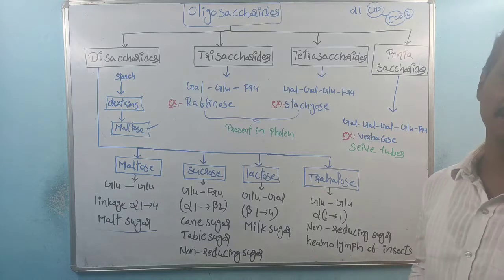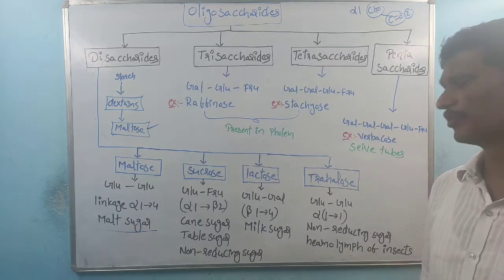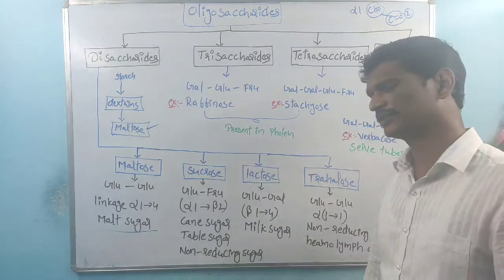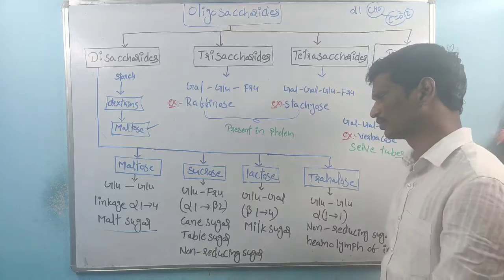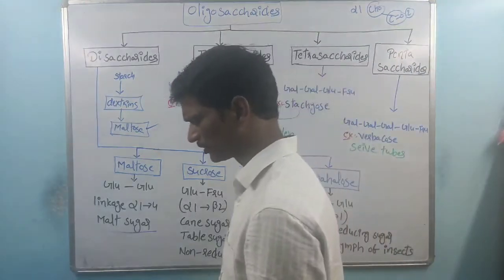So these are inert, unable to react with the other components, right? So this one is called non-reducing sugar. The sucrose is called non-reducing sugar.